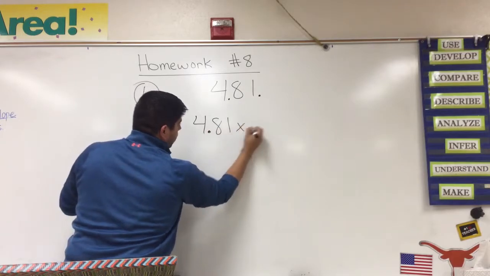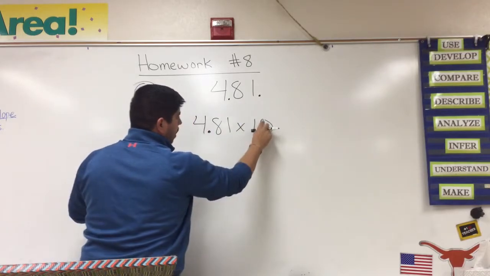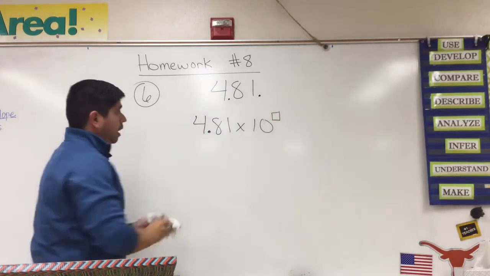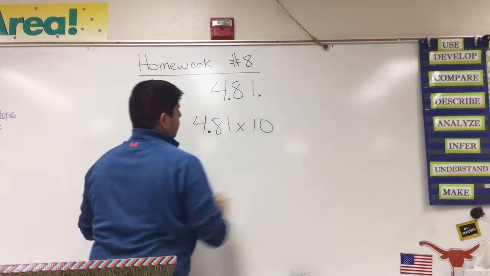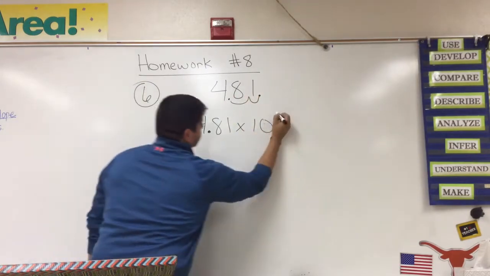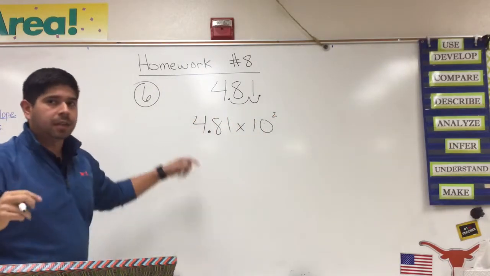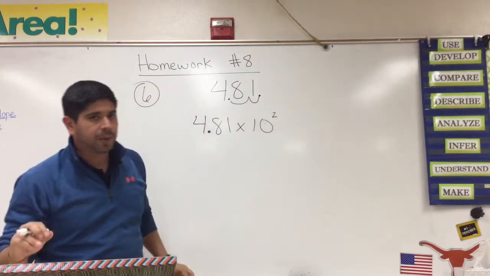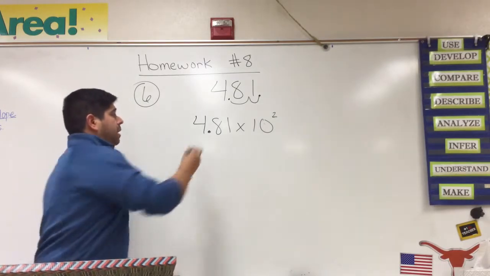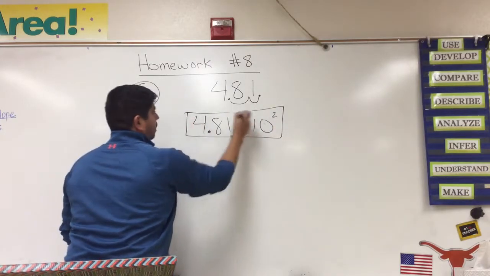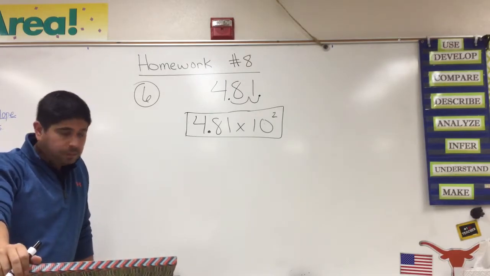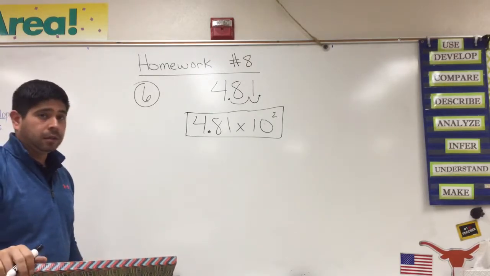4.81 times 10. Now we need to figure out what goes here as my exponent. In order to do that, I'm just going to find out where this decimal moves. 1, 2. It moves 2 places. And it is a big number, so that means my exponent stays positive. If it was a small number, it would be a negative exponent. But in this case, it's positive. Okay, so 4.81 times 10 to the second power. Scientific notation.